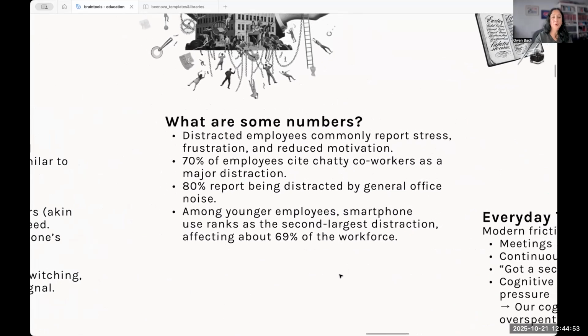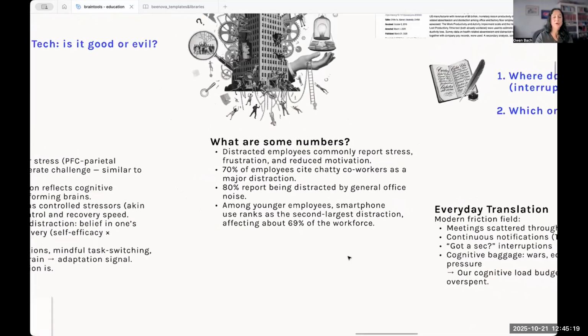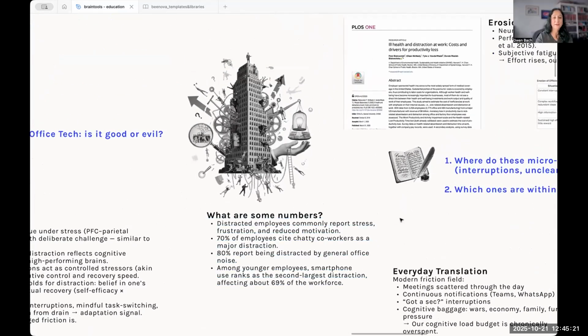And 80% report being distracted by general office noise. And that is again where noise canceling earphones are great. Especially amongst younger employees, smartphone use and just checking their own messages or even work messages ranks as the second largest distraction, which is nearly 69% of the workforce, which I find surprising.